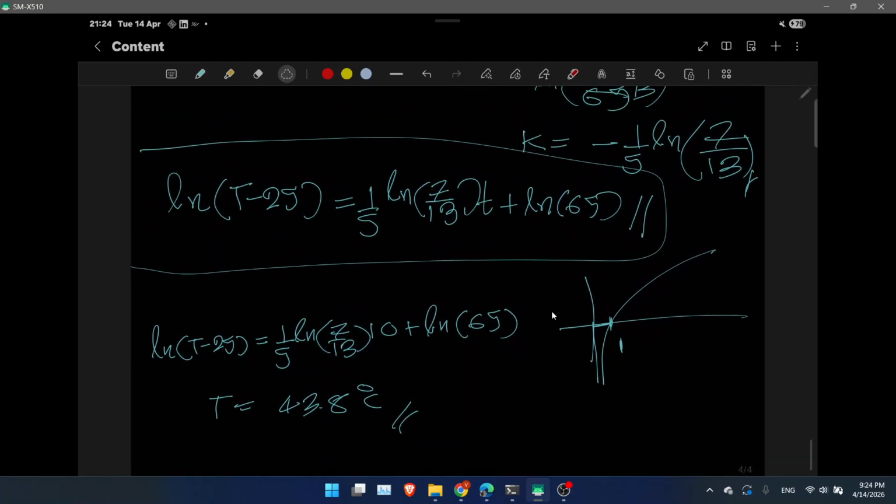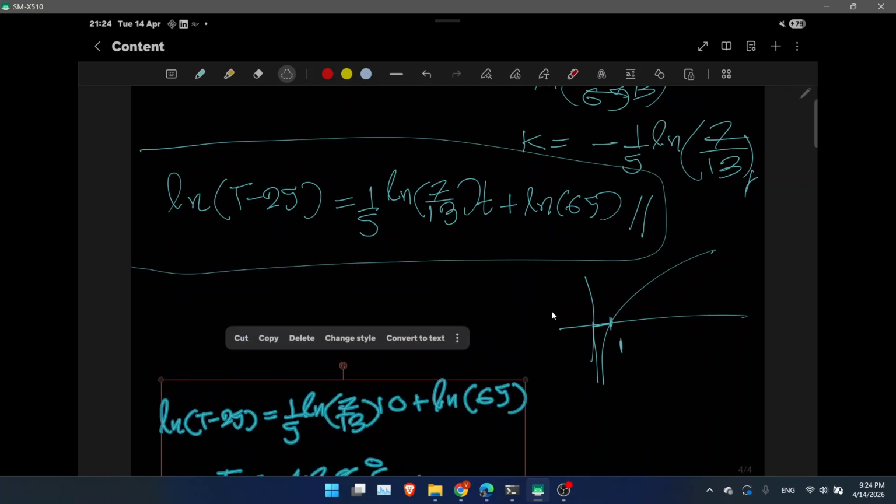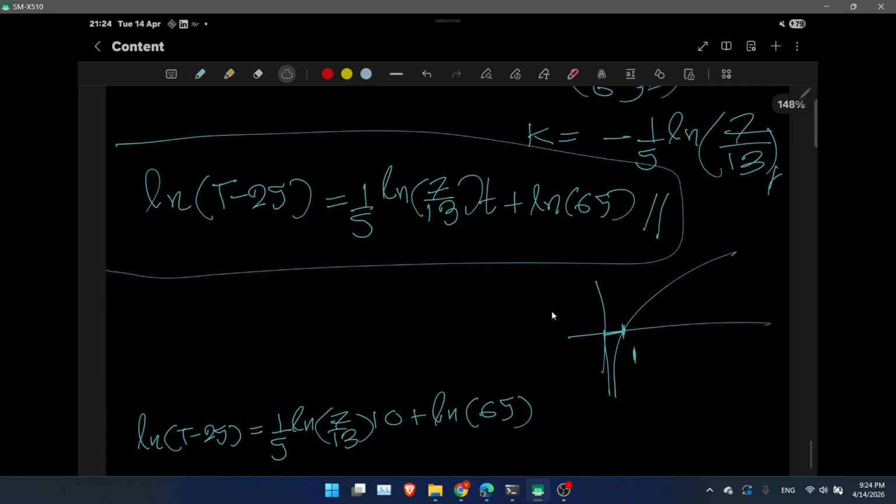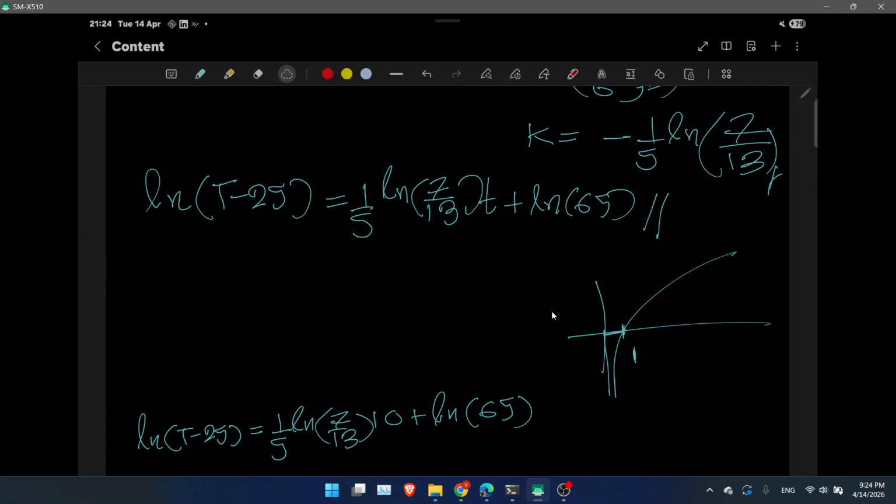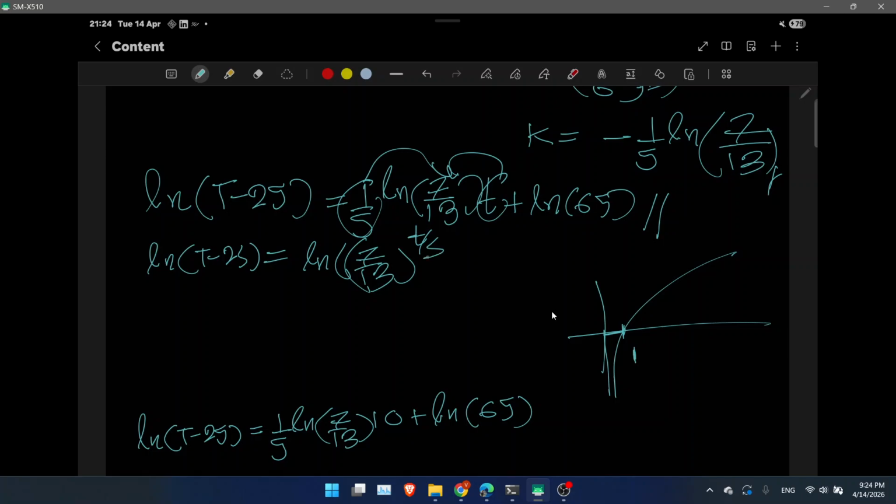And I remember to tell you that you can further simplify this solution, because these are all in ln terms. So you can write ln of T minus 25 is equal to ln, there are two ln terms together. If you put this 1 over 5 and this t inside this ln, what you get is ln of 7 over 13 to the power 3 over 5.